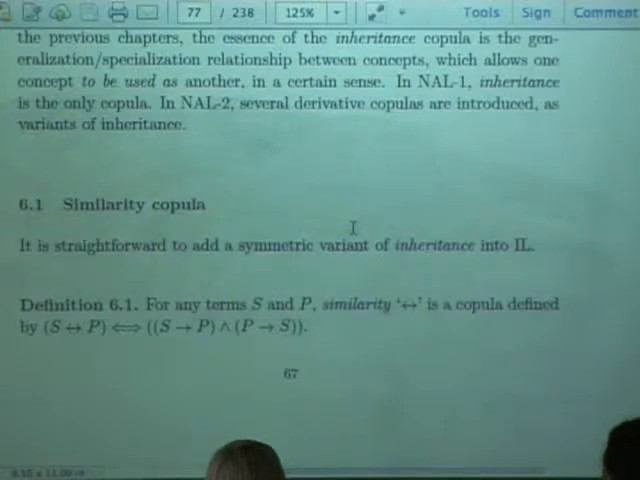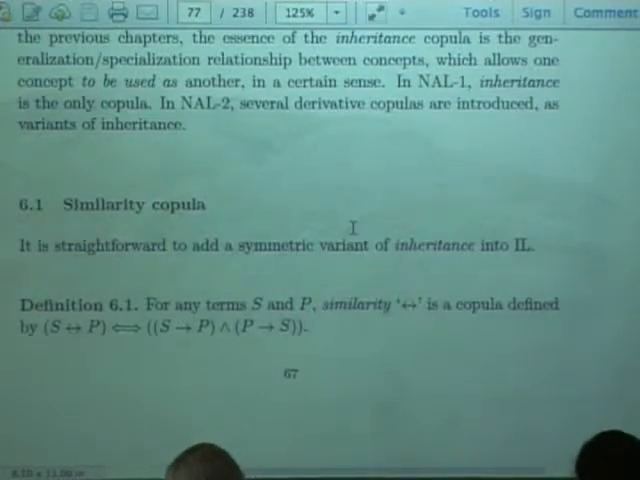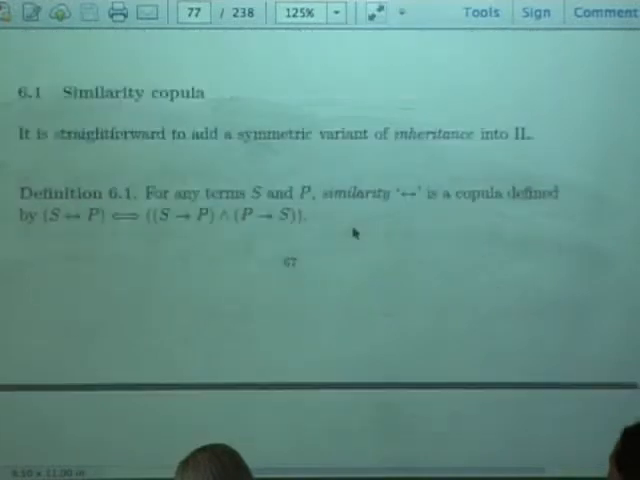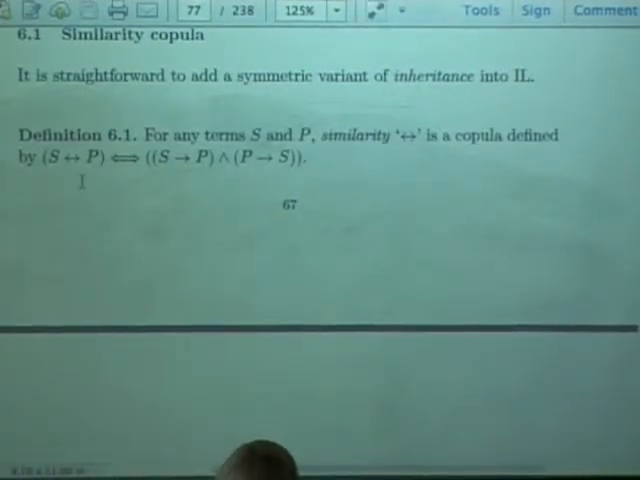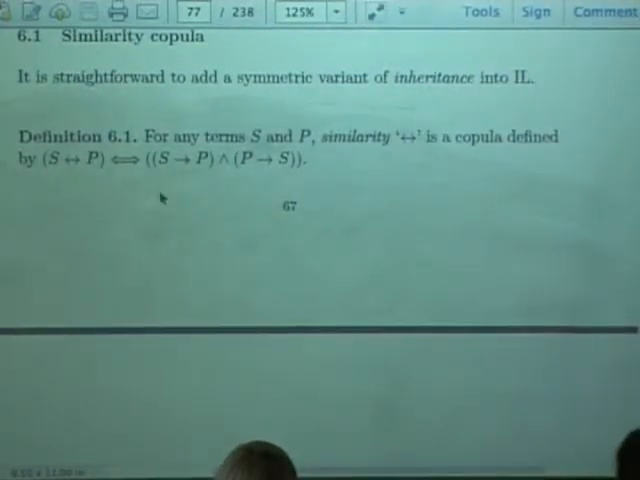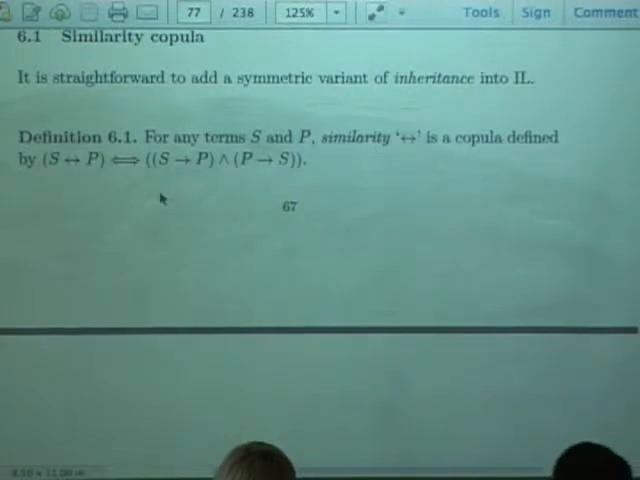If you write it in this way, in this system they will be handled as the same, because similarity is defined as two-way inheritance, as you can see here. The similarity copula is defined by: S is similar to P if and only if there is an inheritance in this direction and in this direction.